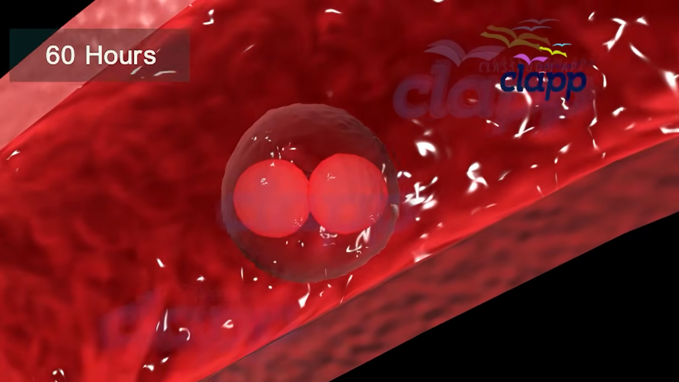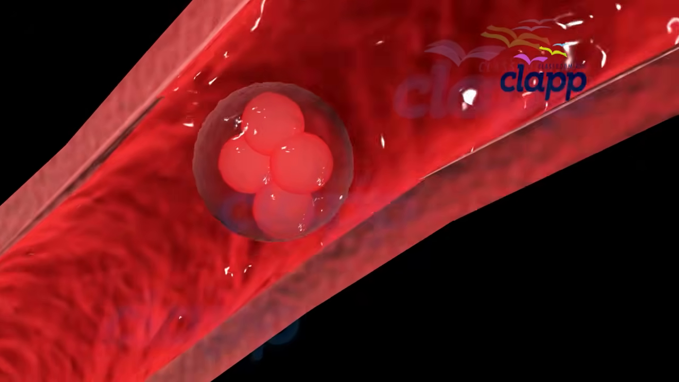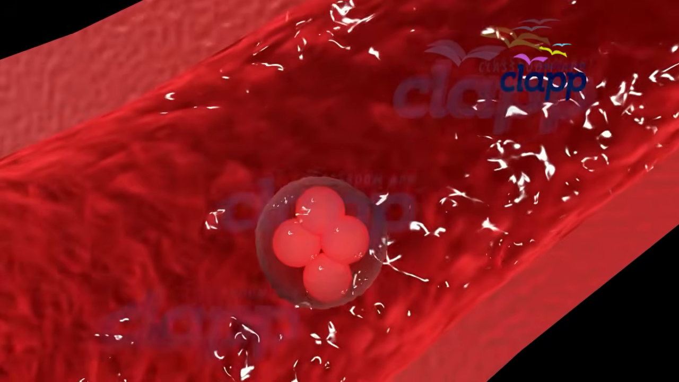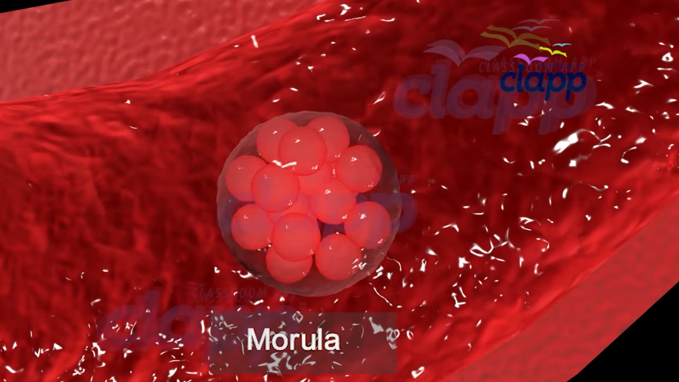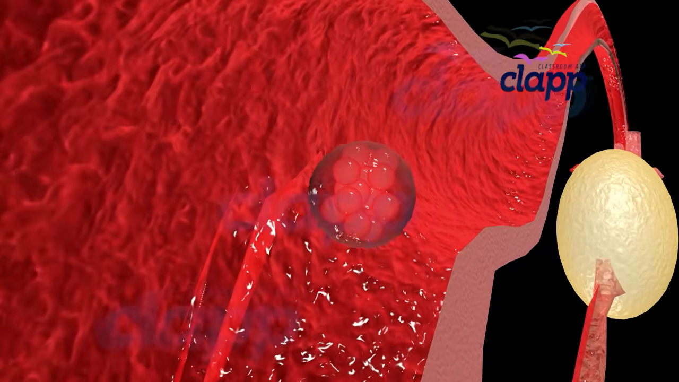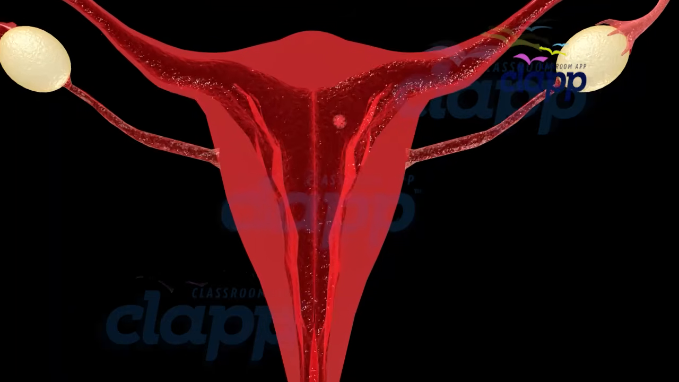Second cleavage is completed after 60 hours of fertilization. On the third day of fertilization, the embryo reaches the count of 16 cells. The structure looks like a mulberry and is called morula. It is still surrounded by zona pellucida and reaches the uterus about 4 to 6 days after fertilization.